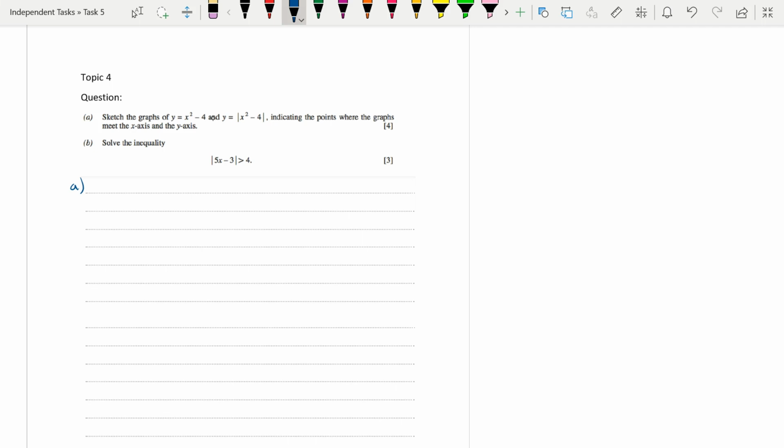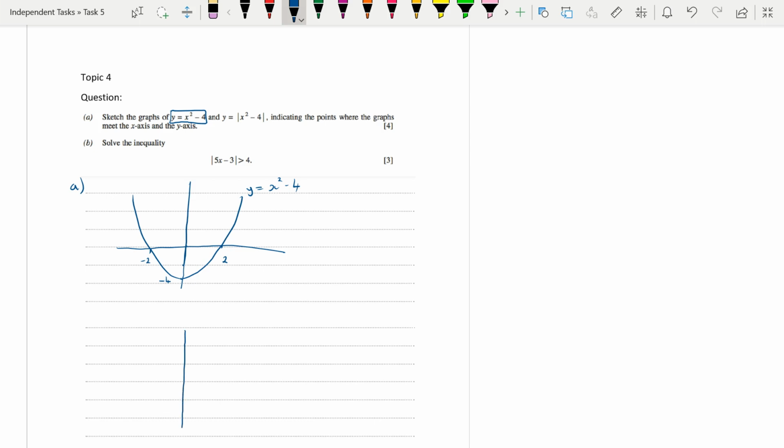So first of all, let's draw the first function. Okay, let's draw two separate graphs. It doesn't say on the same graph paper, so I don't need to worry about that. So for the first function, it's going to cross the y-axis at -4, and it's going to be symmetrical like so. It would cross the x-axis at 2 and -2, so that is my graph there.